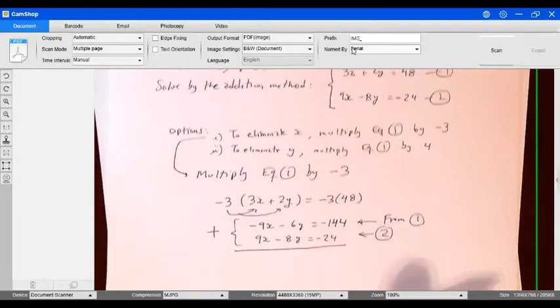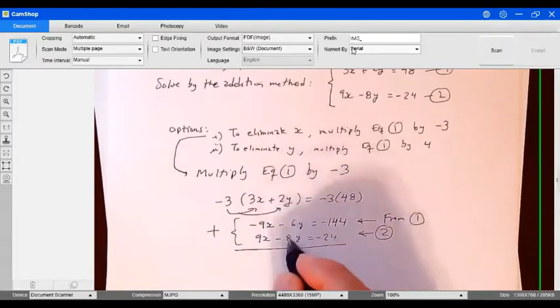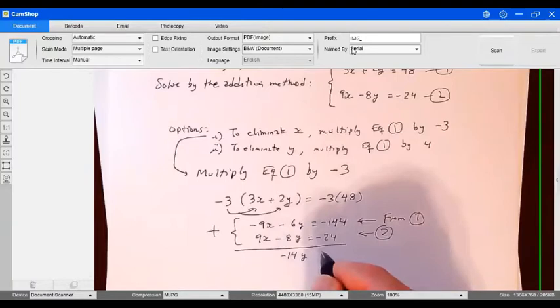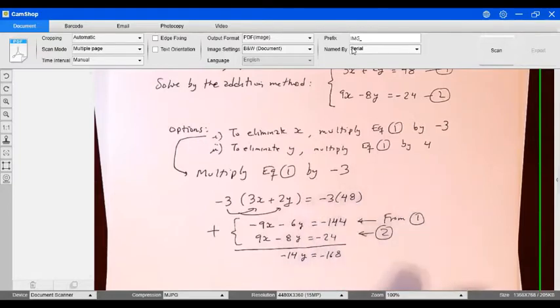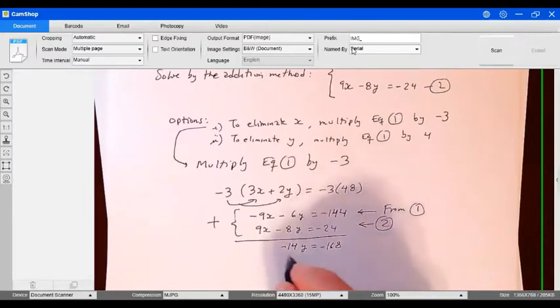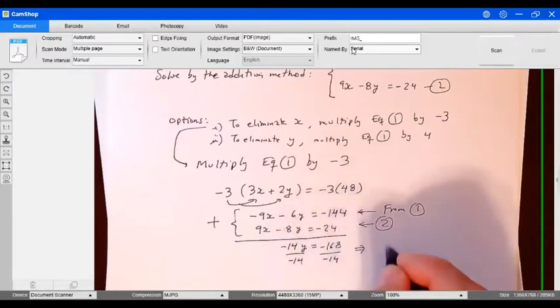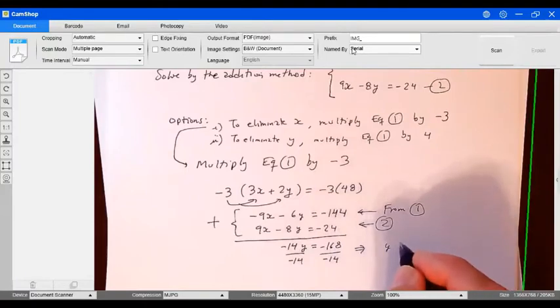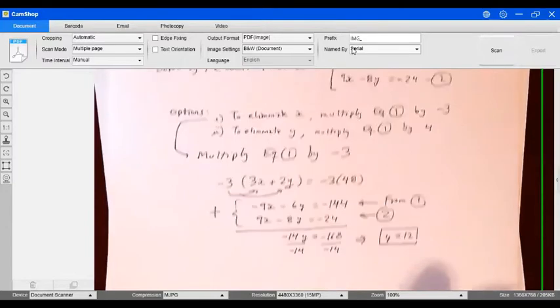So we're going to get negative 6 and negative 8 is going to be negative 14y. And this is equal to negative 168. Then you just need to divide by negative 14 both sides of the equation. So we're going to get y equals 12. You can use your calculators.